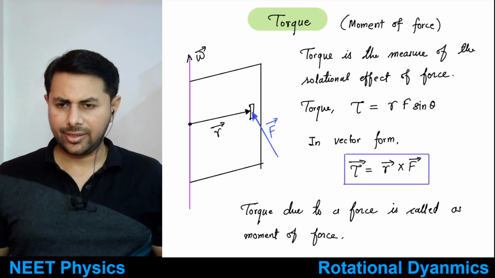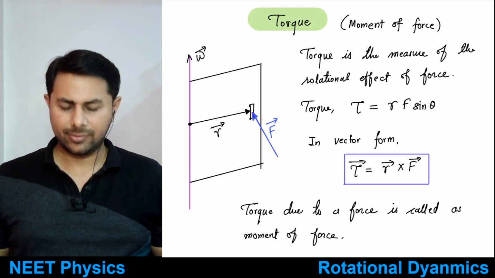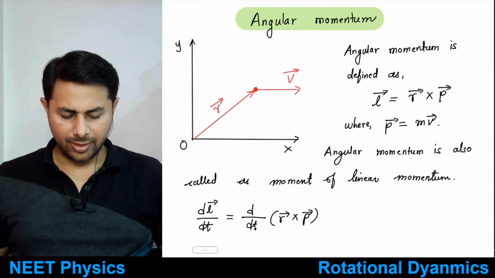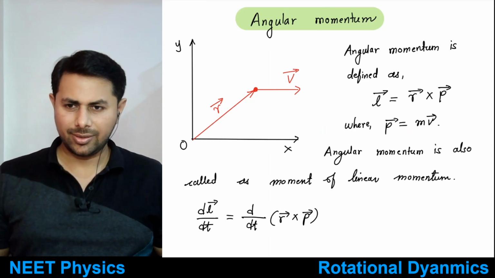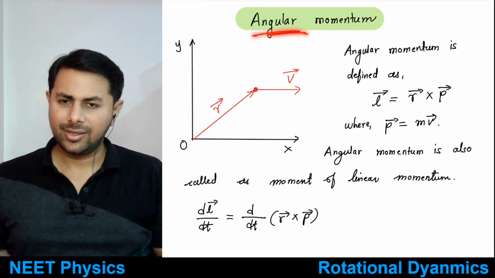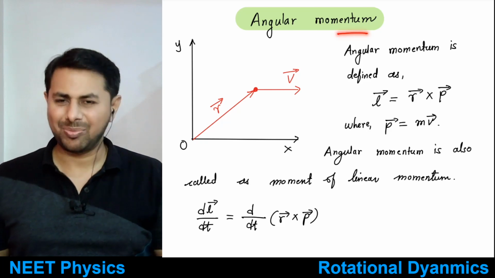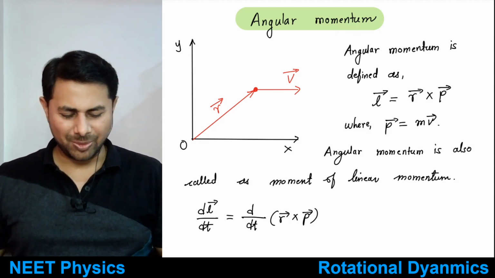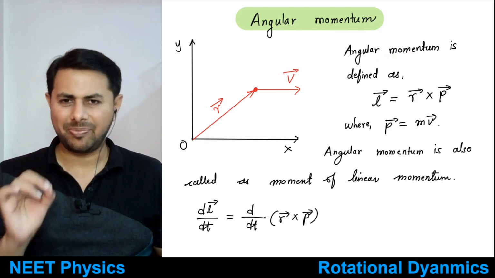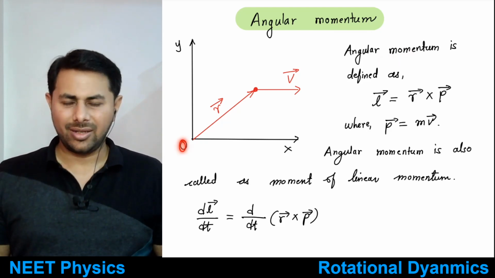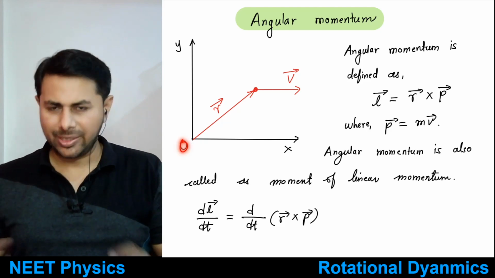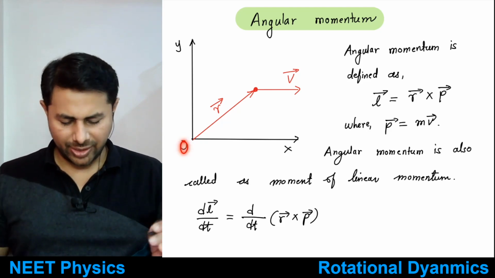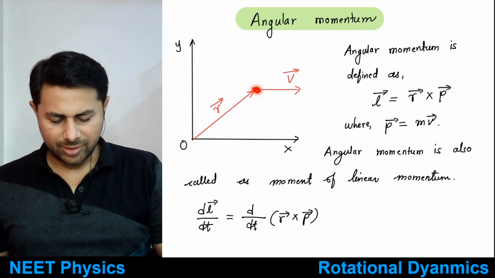This thing is clear, everyone? Right, good. Let's see the next term, which is the angular momentum. Now what is angular momentum? We'll just define it. Angular momentum of one particle about any origin. So you can pick some origin, let's suppose here. What is the angular momentum of this particle?